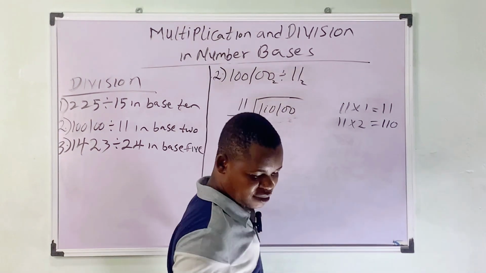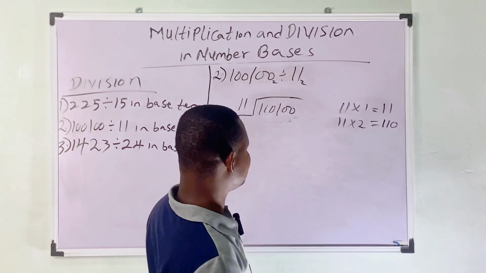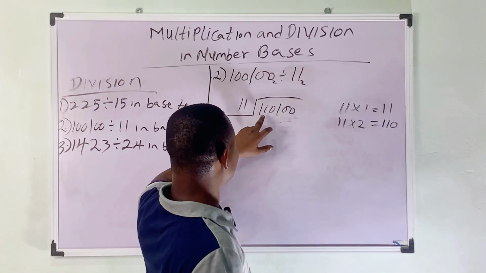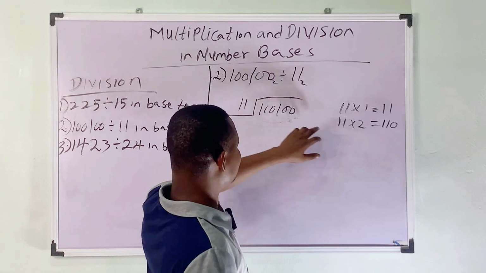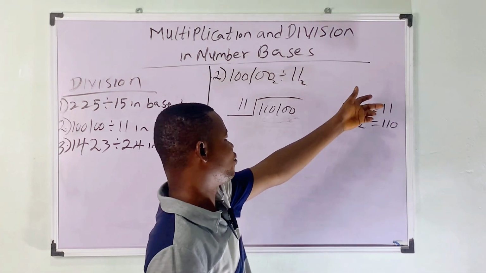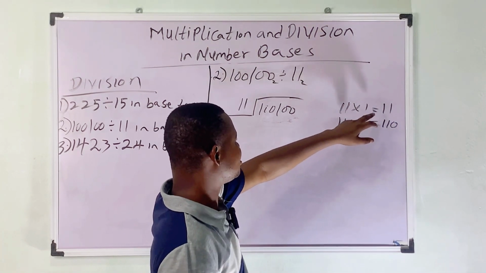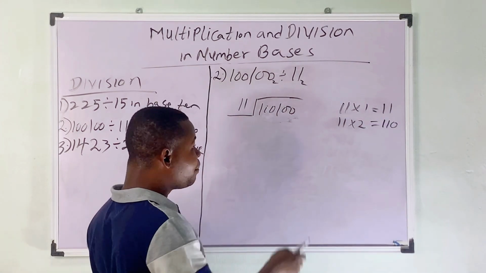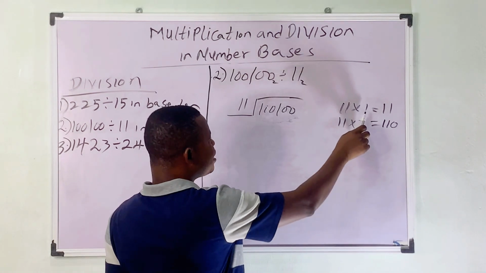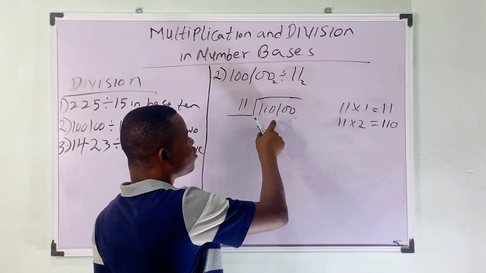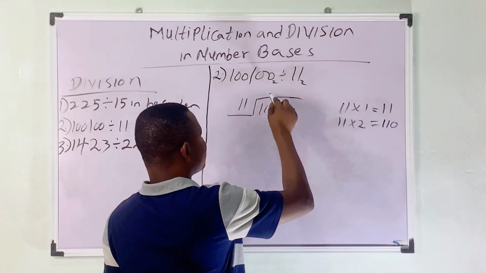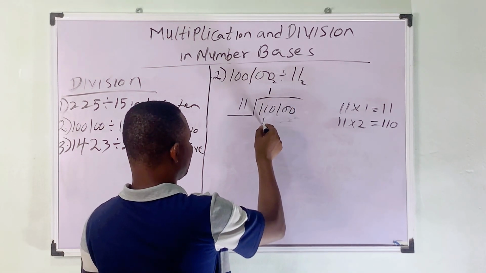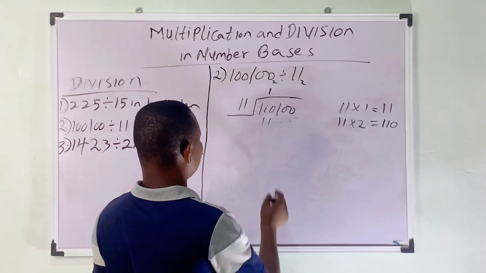So look at this. What is the digit that is closest to 100? This is closer, but it's above, so we cannot use that. The one that is below and closer is this. That means in base 2, 11 can go into 100 one time. Then when we multiply it, we have 11.